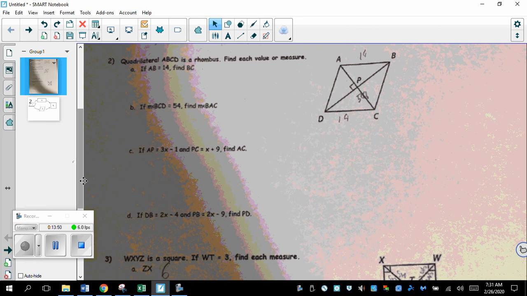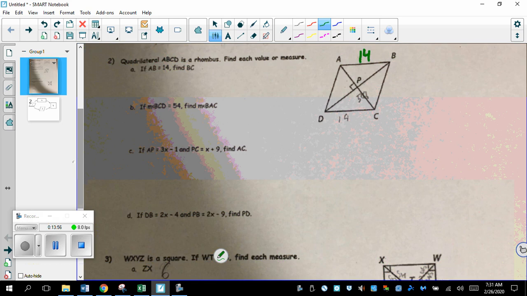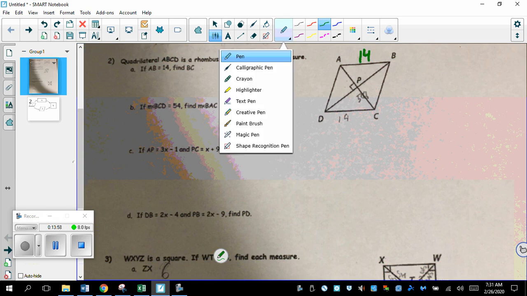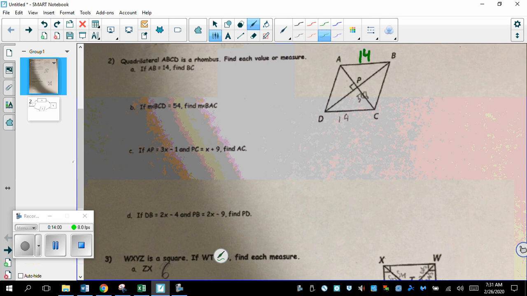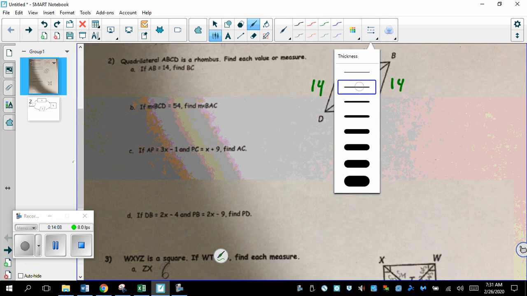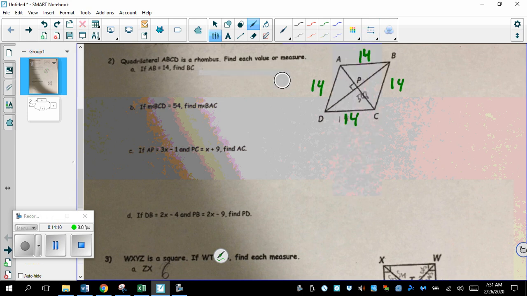Quadrilateral ABCD is a rhombus, okay? Find each value measured. AB is 14, which means this is 14, which means this is 14, which means this is 14, all the way around, yes? So AB is 14.